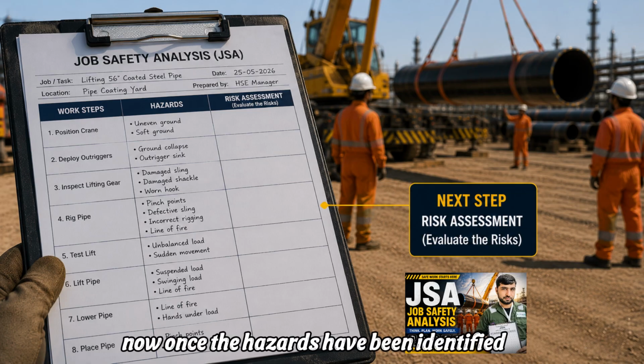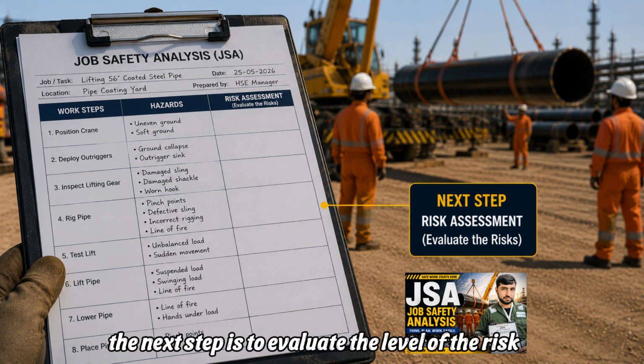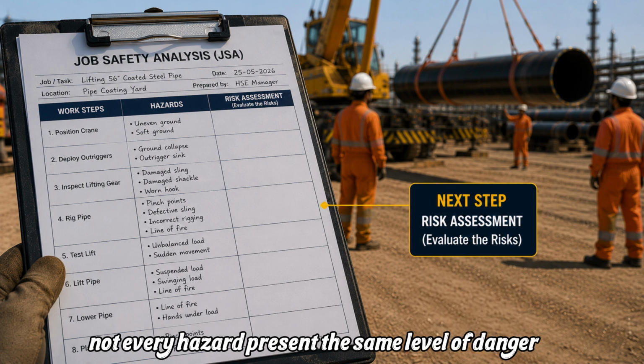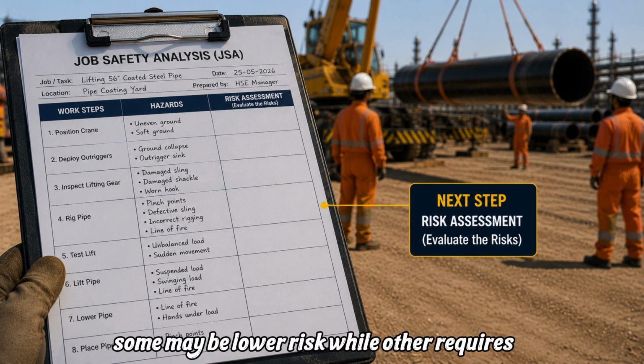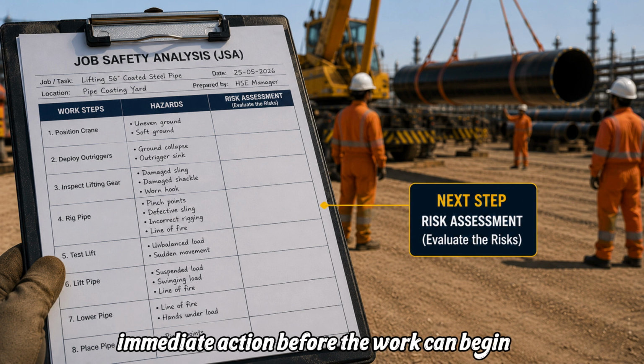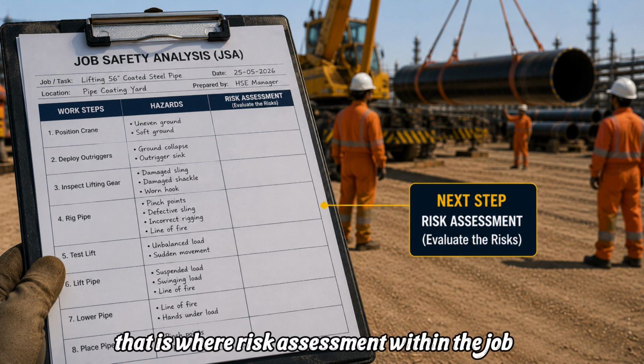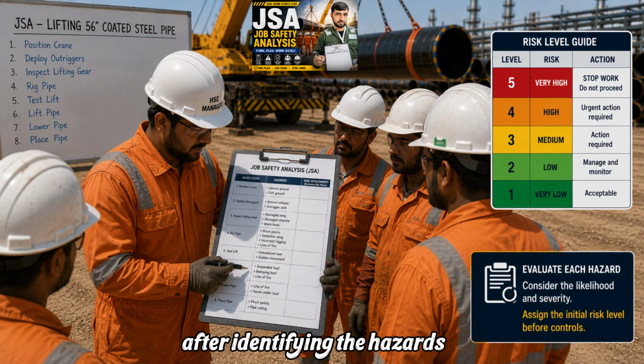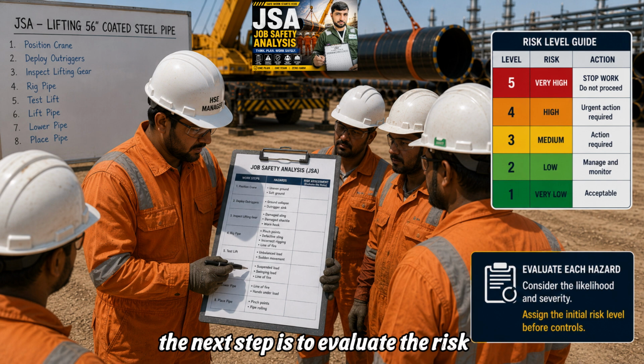Now, once the hazards have been identified, the next step is to evaluate the level of the risk. Not every hazard presents the same level of danger. Some may be lower risk, while others require immediate action before the work can begin. That is where risk assessment within the job safety analysis becomes very essential. After identifying the hazards, the next step is to evaluate the risk associated with each one.